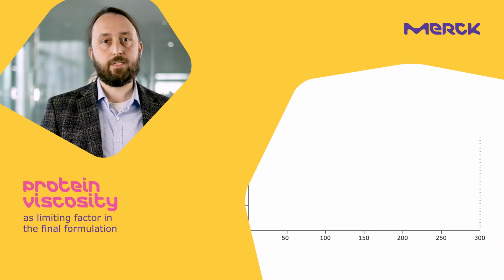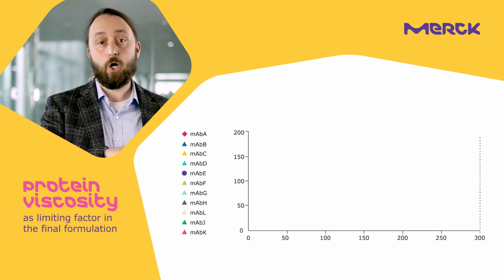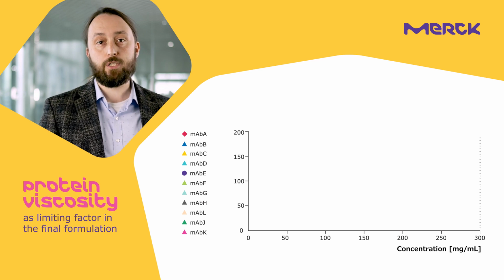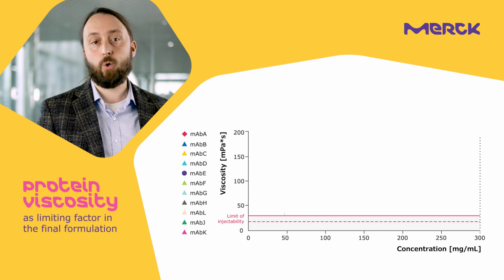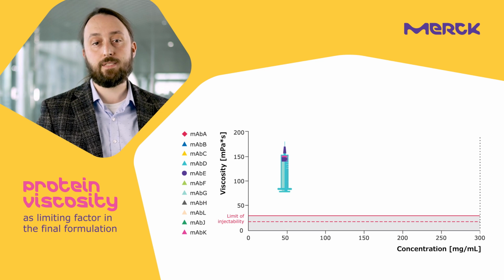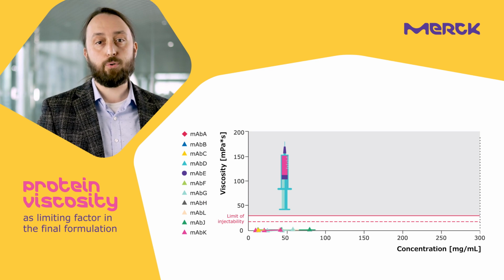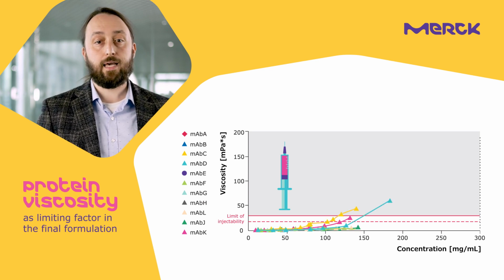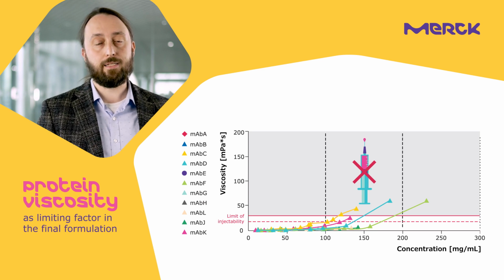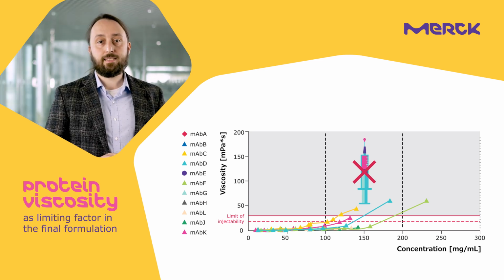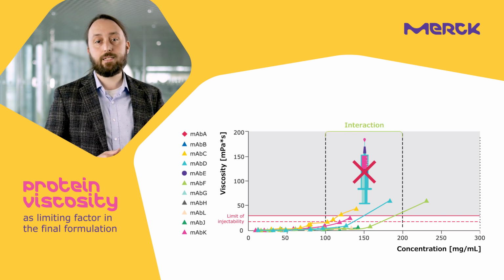We looked at a number of different antibodies and when and how they become viscous. On the x-axis you see the protein concentration, on the y-axis you see the viscosity, and typically a solution is no longer administrable when the viscosity increases above 20 or 25 millipascal seconds. And you can see that some proteins already become too viscous at a concentration between 100 and 200 milligrams per milliliter. These proteins have a certain tendency to self-interact and form transient clusters that ultimately give rise to protein viscosity.